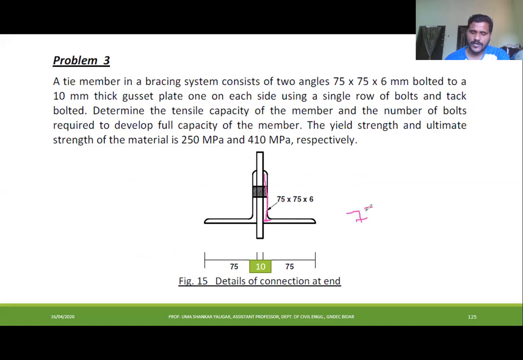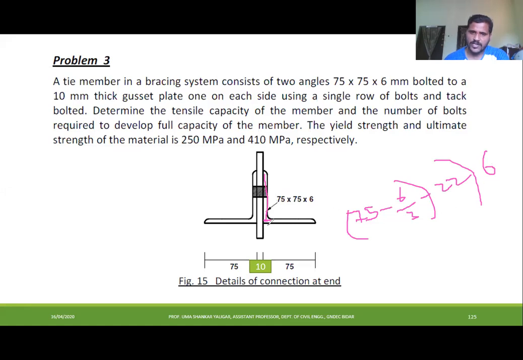So 75 minus 6 divided by 2 is the length of this leg, and we need to subtract the bolt hole. How many bolt holes are there? Only one bolt hole, but the bolt hole diameter is 22. This is the length of the connecting leg, and it is multiplied by the thickness. Thickness is 6 mm.